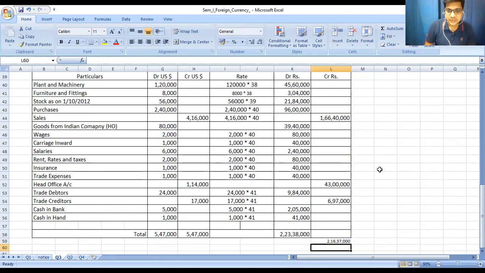Two crore 16 lakh 37,000, right? Is there a difference? The debit side total is heavy and the credit side total is less, so the difference will come on the credit side. How much is the amount of difference? 7 lakh 1,000.